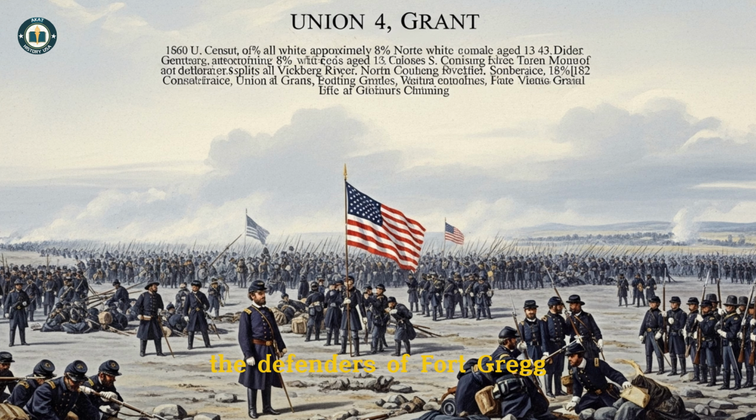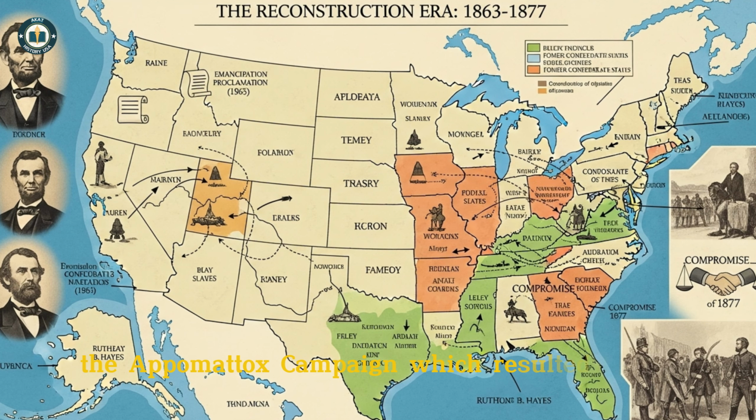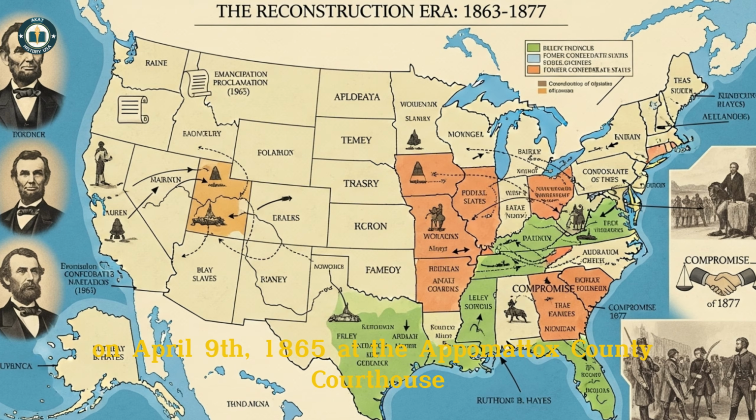However, the defenders of Fort Gregg allowed Lee to withdraw his army from Petersburg. Grant followed suit and launched his final campaign, the Appomattox Campaign, which resulted in Lee ordering the Army of Northern Virginia to surrender on April 9, 1865, at the Appomattox County Courthouse. Other Confederate armies followed suit, and the war ended without a post-war insurgency.